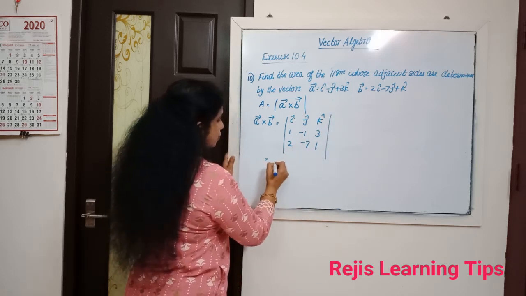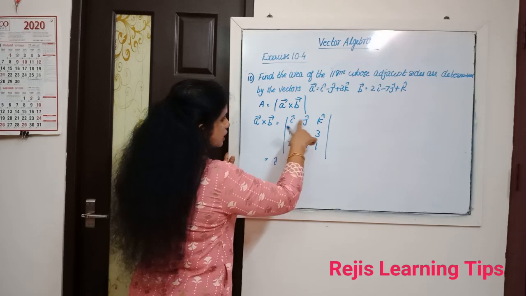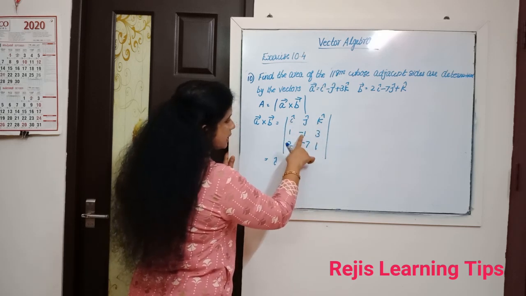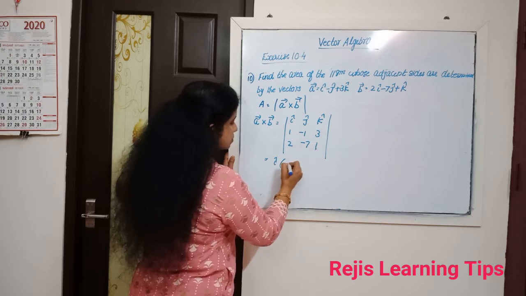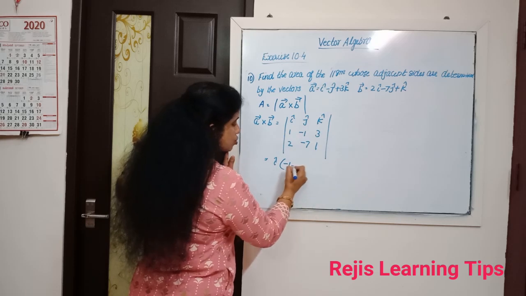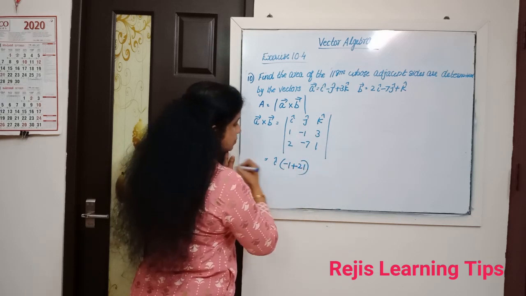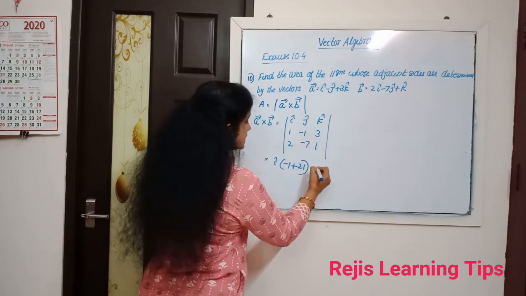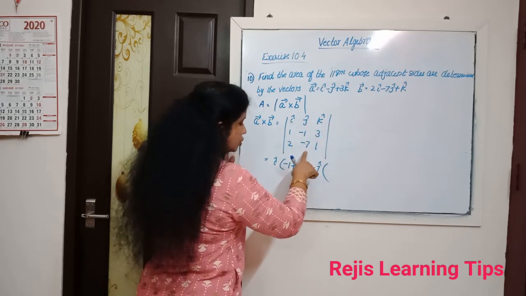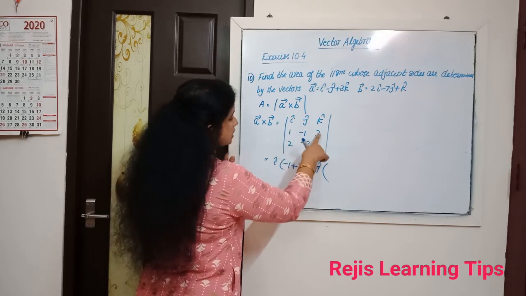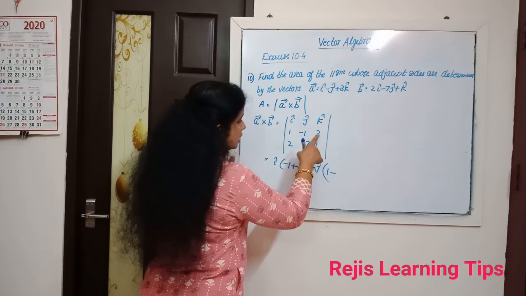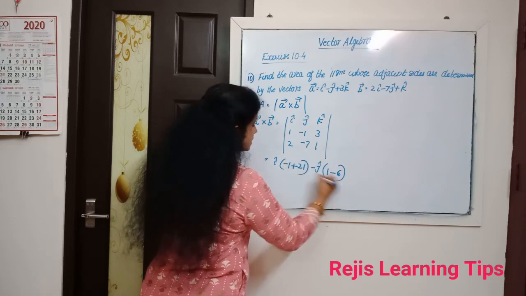Then that is equal to i cap into, remove this row and column, minus 1 3, minus 7 1. Minus 1 into 1, that is minus 1, then minus 7 into 3 means minus 21. So that is minus 1 plus 21. Then minus j into, remove this row and column, we get 1 3, 2 1. 1 into 1 is 1, then minus 2 into 3 means 6.